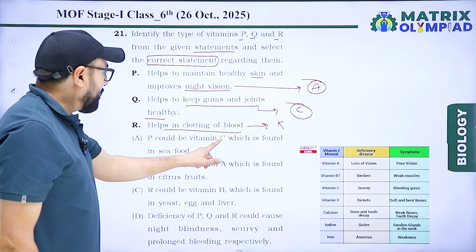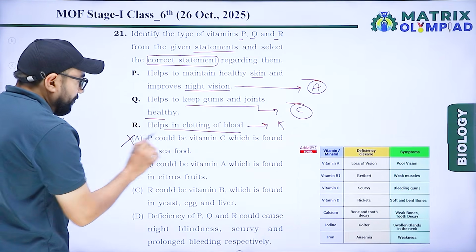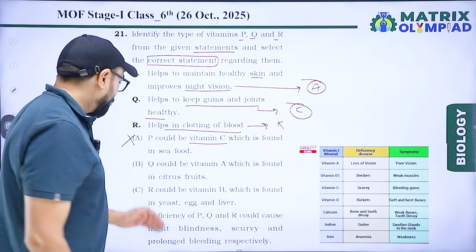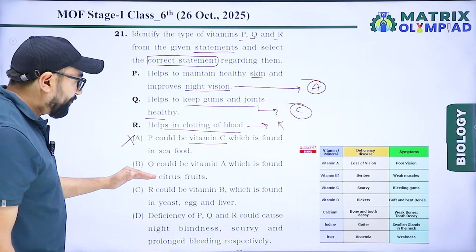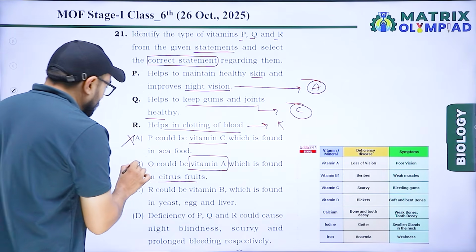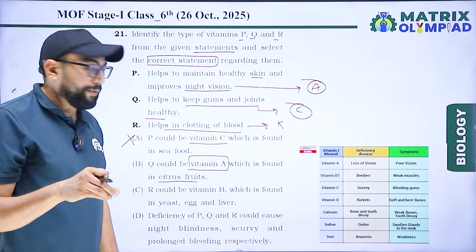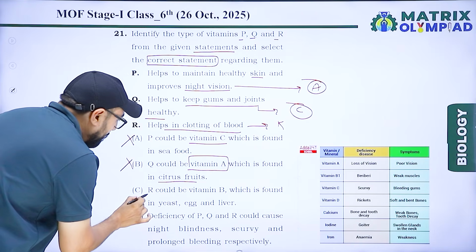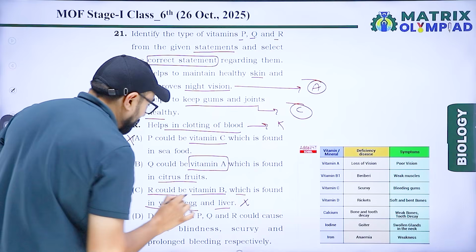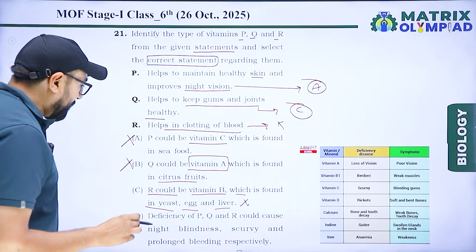Option A: P could be vitamin C, which is found in seafood. That is wrong, because vitamin C is found in citrus fruit like lemon. Option B: Q could be vitamin A, which is found in citrus fruit. That is wrong, because vitamin A is found in so many vegetables and fruits. Next, option C: R could be vitamin B, which is found in yeast, egg and liver. That is wrong.